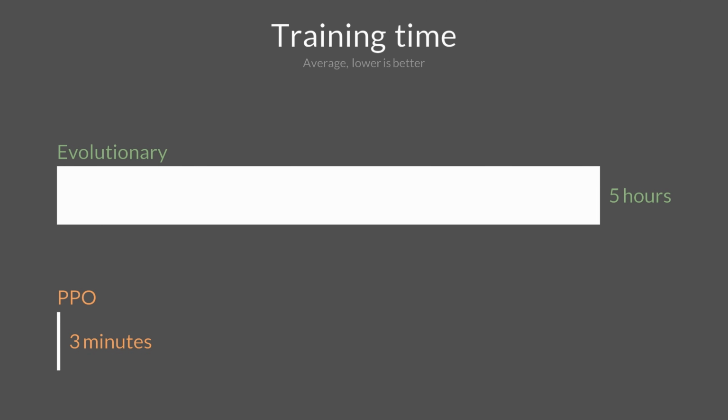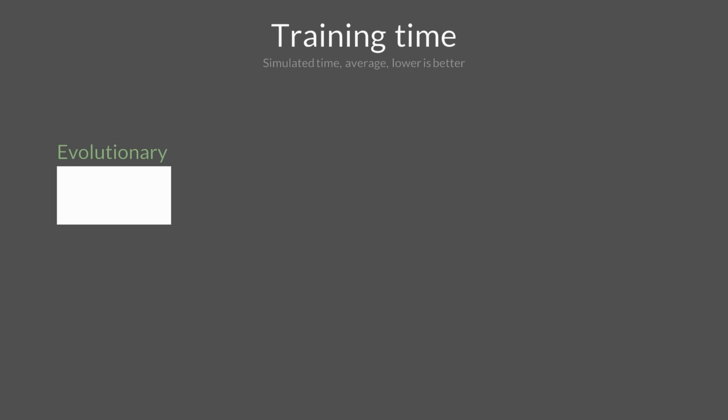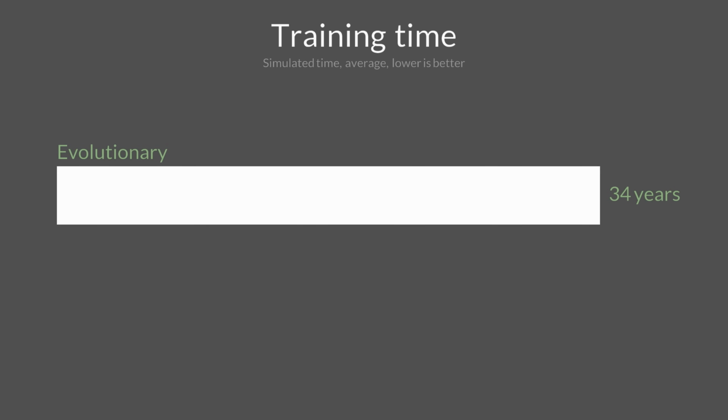The gap is even more striking when we compare the duration of training in simulated time. This measure is used to estimate the efficiency of an algorithm in extracting information from observations. On average, the evolutionary algorithm needs 34 years of simulation to find a solution. PPO, on the other hand, needs just 8.5 days. This difference perfectly illustrates the power of gradient descent. The two algorithms simply are not in the same league.